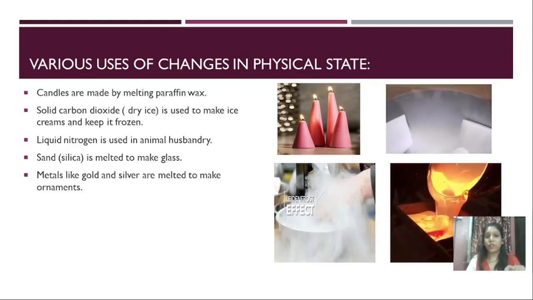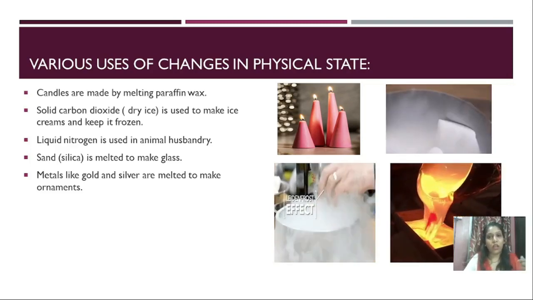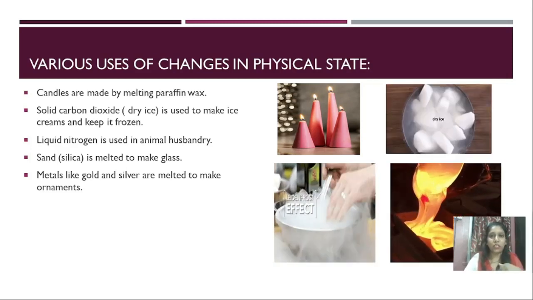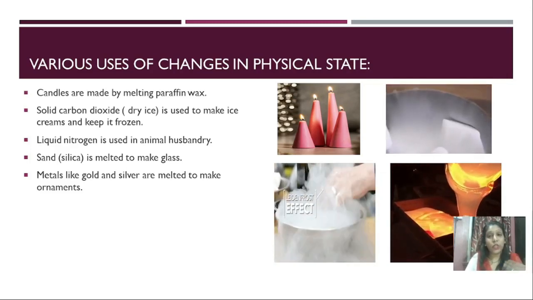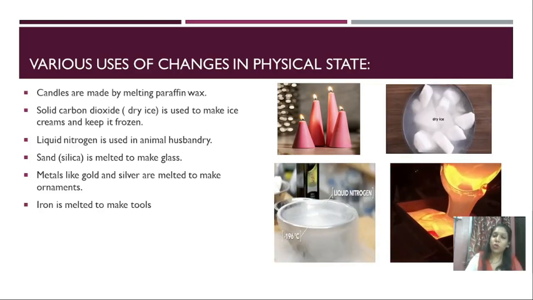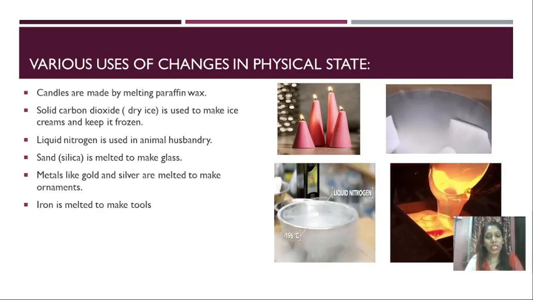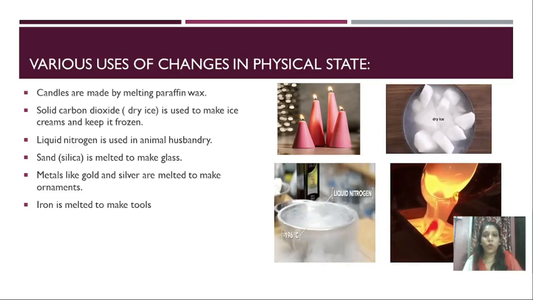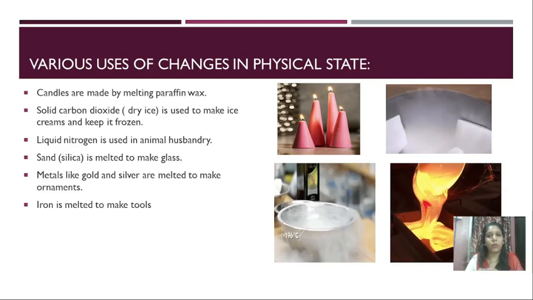Metals like gold and silver are melted to make ornaments. Now you must have seen gold, silver ornaments like earrings and jewelry, bangles, chains. Now how are these all made? These are all metals. So these need to be melted so that these ornaments can be made. And iron is also melted to make tools. So till the time we don't change the physical state of these substances, we will not be able to make any articles or any other substances from it.